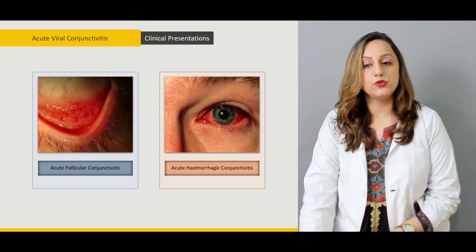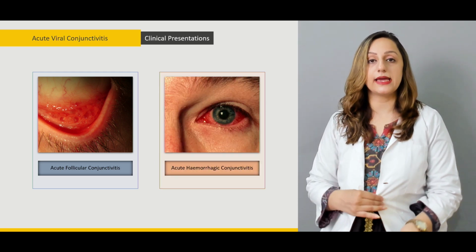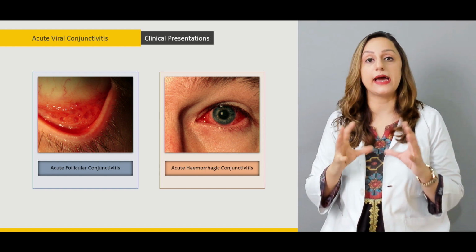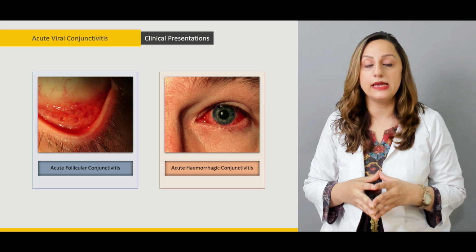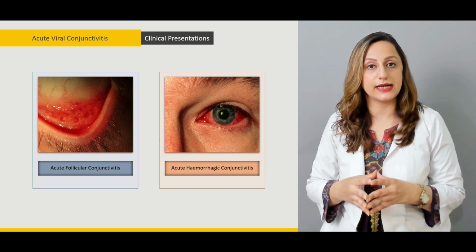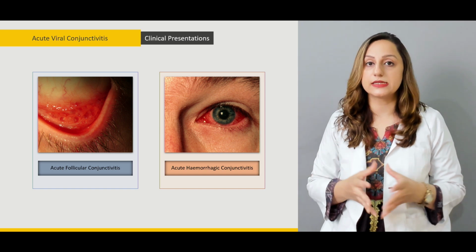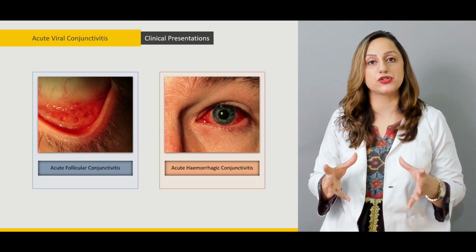Then we have the acute hemorrhagic conjunctivitis. So it can be that we have this scary picture of acute hemorrhage occurring on the bulbar part of the conjunctiva. It can be one of these pictures, or even a coupling of both of these pictures.